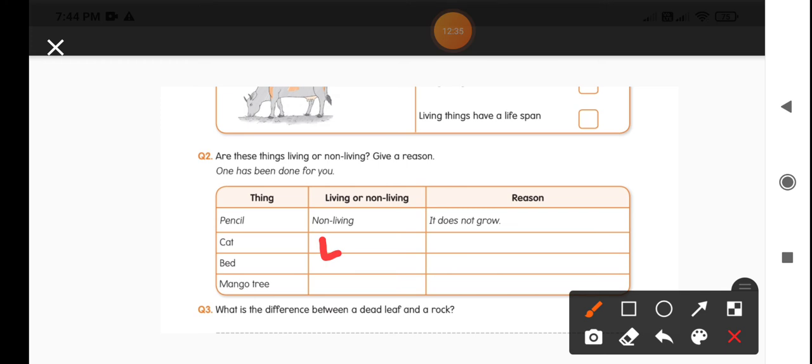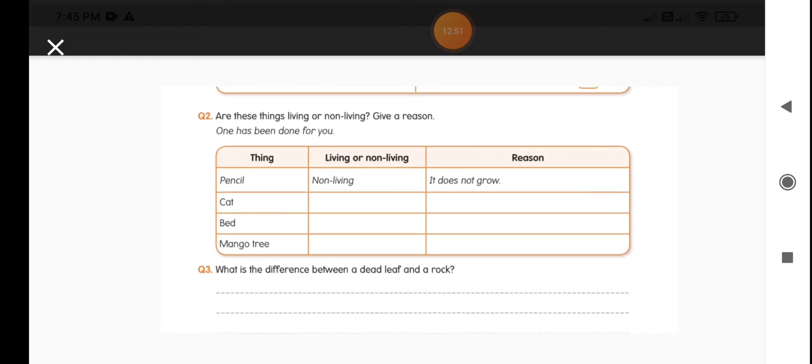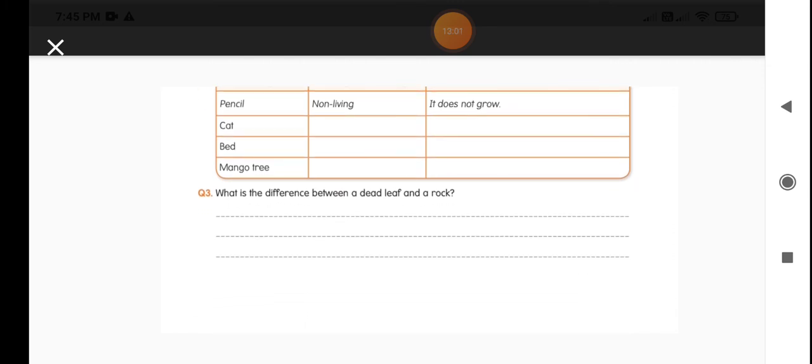And your bed and a mango tree. So mango tree is also a living thing. Why? You can write your own reason. And your bed is a non-living thing. You can write your own reason why it comes under non-living. Because it's not moving, it's no need of food and water, anything you can write.